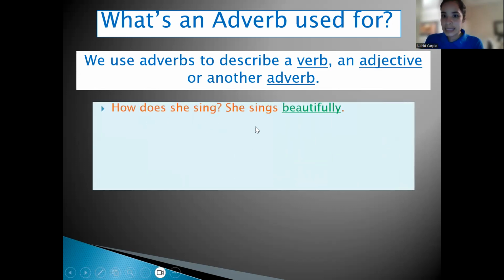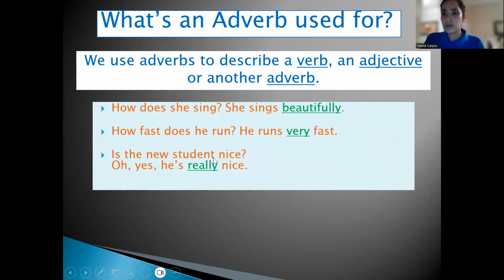How does she sing? She sings beautifully. What happened with this word? This word beautiful changed into an adverb. We continue with the second question. How does he run? He runs very fast. This word is an adverb. Very fast.